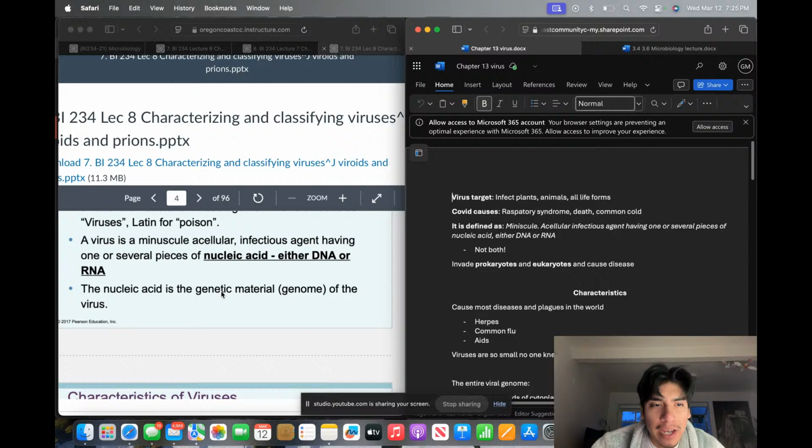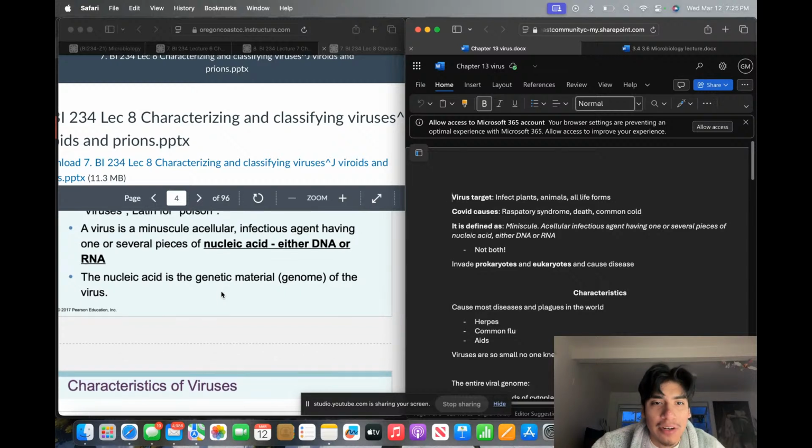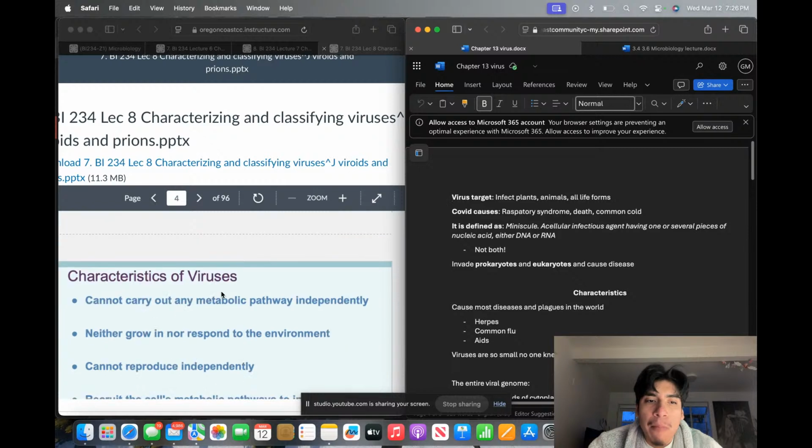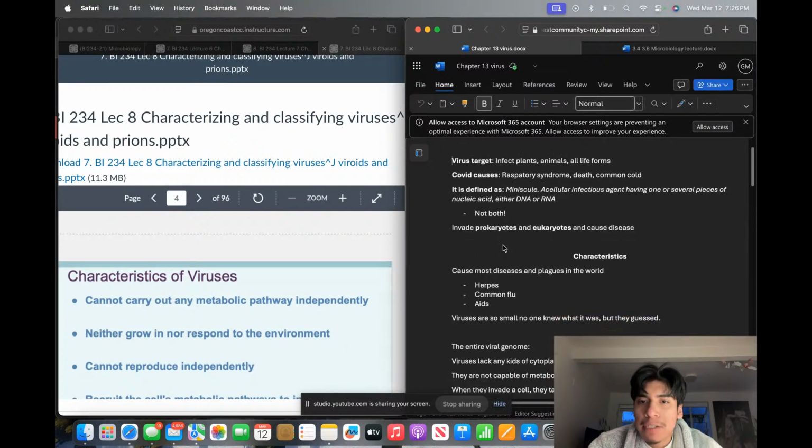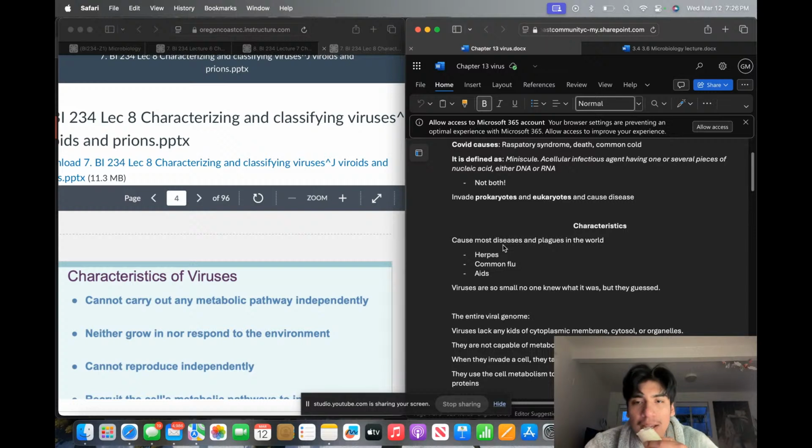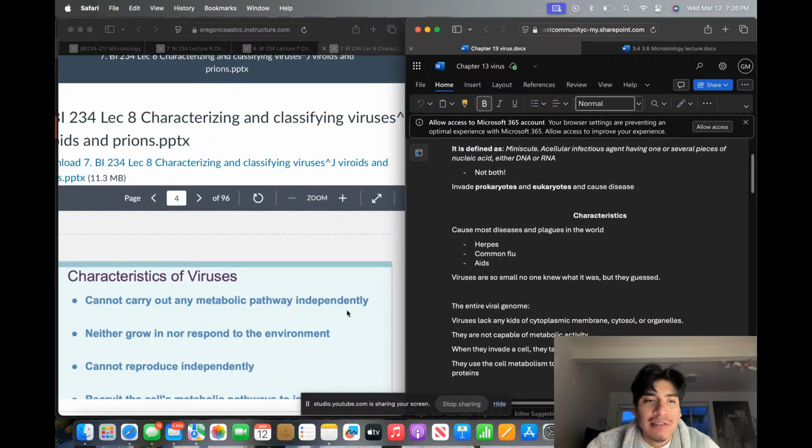First, vocab. A virus is a minuscule acellular infectious agent having one piece or several pieces of nucleic acid, either DNA or RNA. It has to be either RNA or DNA. It invades prokaryotes and eukaryotes and causes disease.